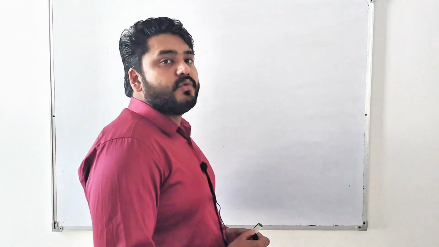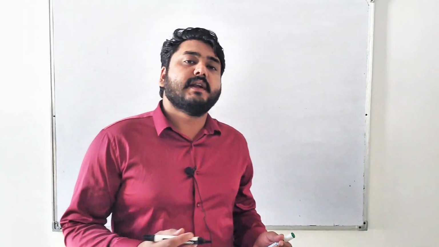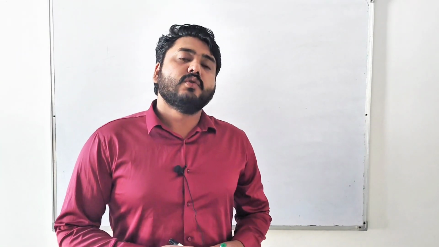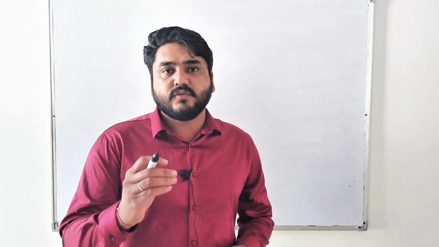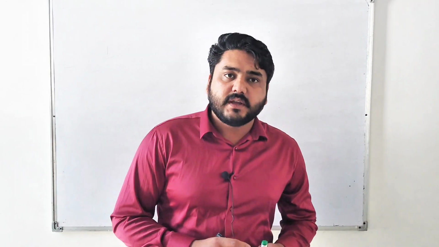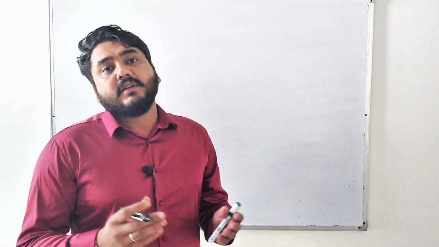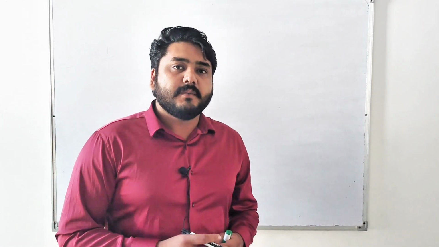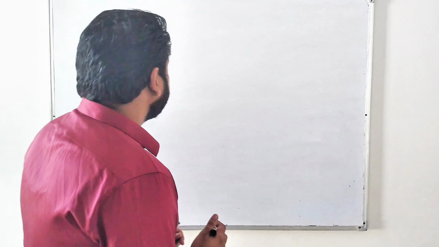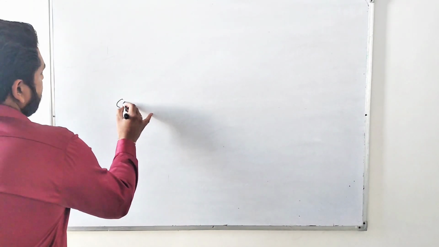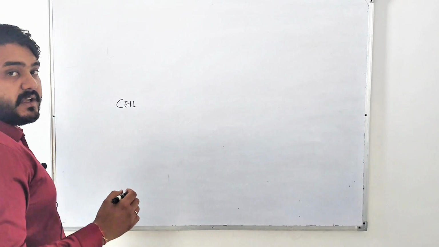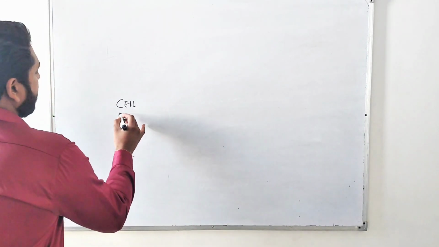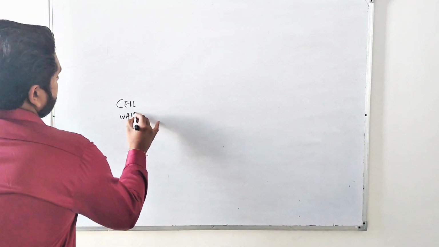Hello students, so today the topic which we are going to discuss is the cell wall. You all know that the cell wall is the outermost boundary in case of prokaryotes, plants, and fungi, but in animals the outermost boundary is the plasma membrane. So let me start the cell wall. In this class I will tell you about the different composition of the cell wall in different organisms.